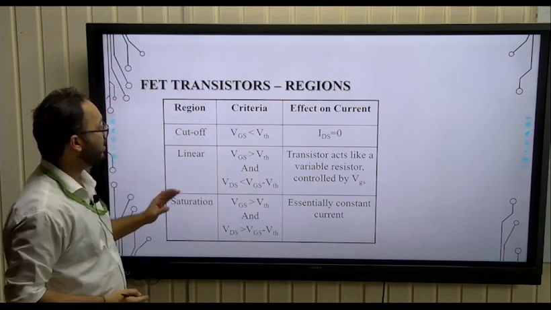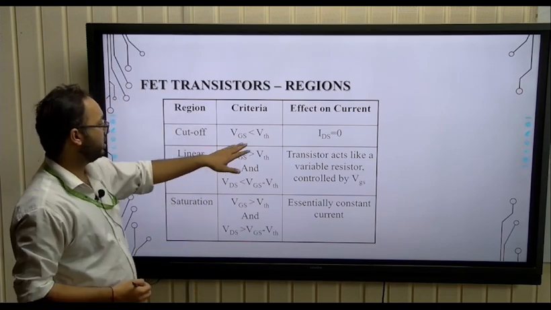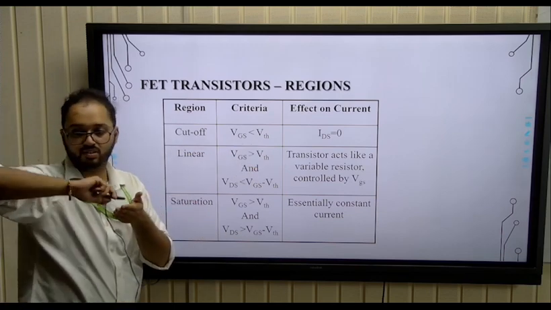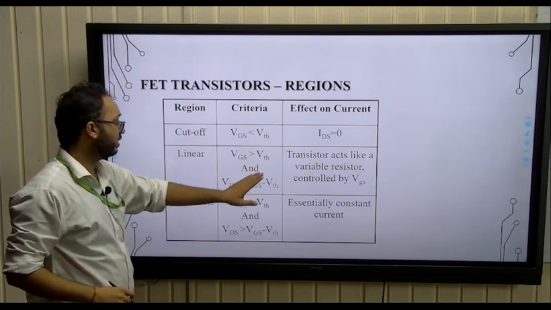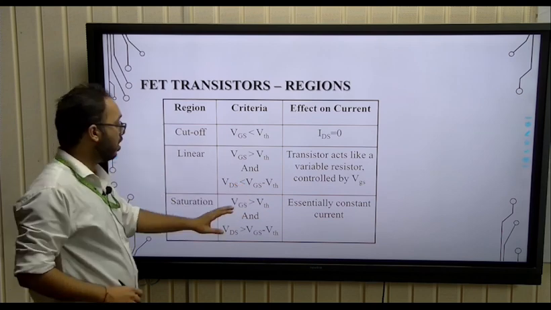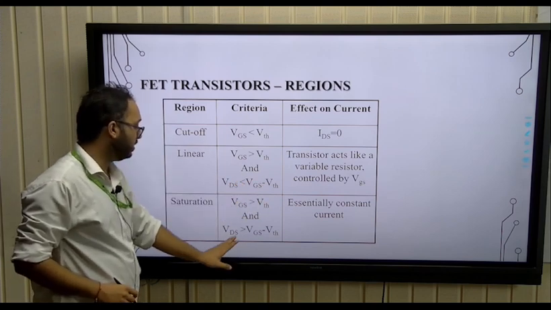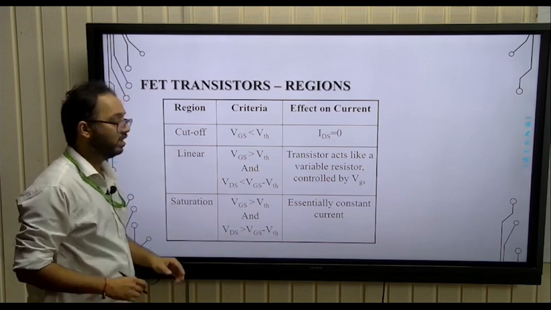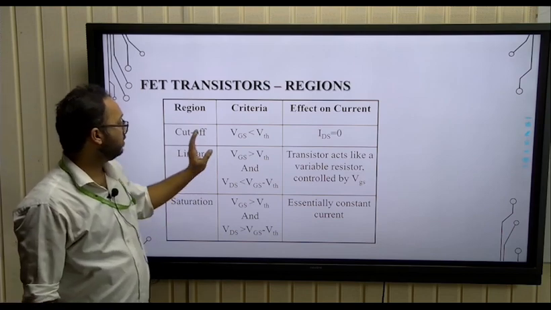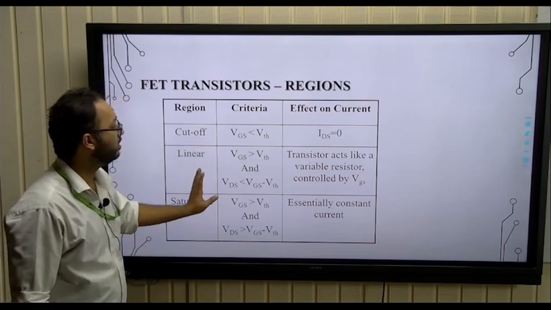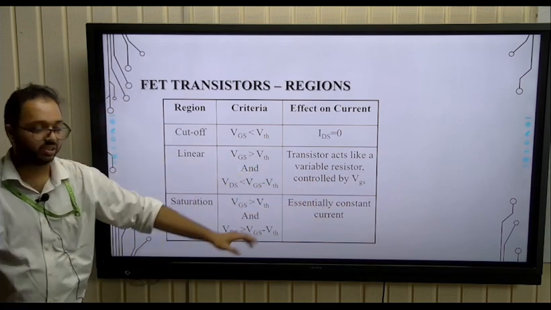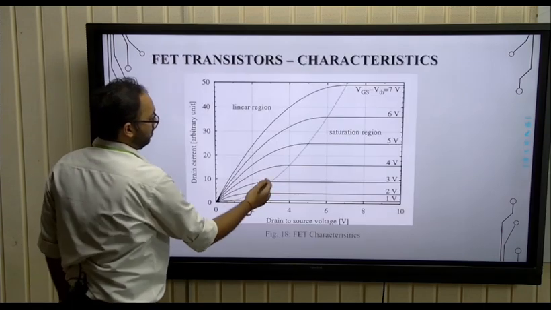This is the FET criteria, that it remains in the cutoff state when VGS is less than VTH. It becomes the linear region, that we just saw in the grooving region, when VGS is greater than VTH, but VDS is less than VGS minus VTH. Okay, but when VDS is greater than VGS minus VTH, then it becomes a saturation region. Okay, so why is it happening? That IDS remains 0. Now in the linear region, what actually happens is the transistor acts like a variable resistor controlled by VGS in this region.